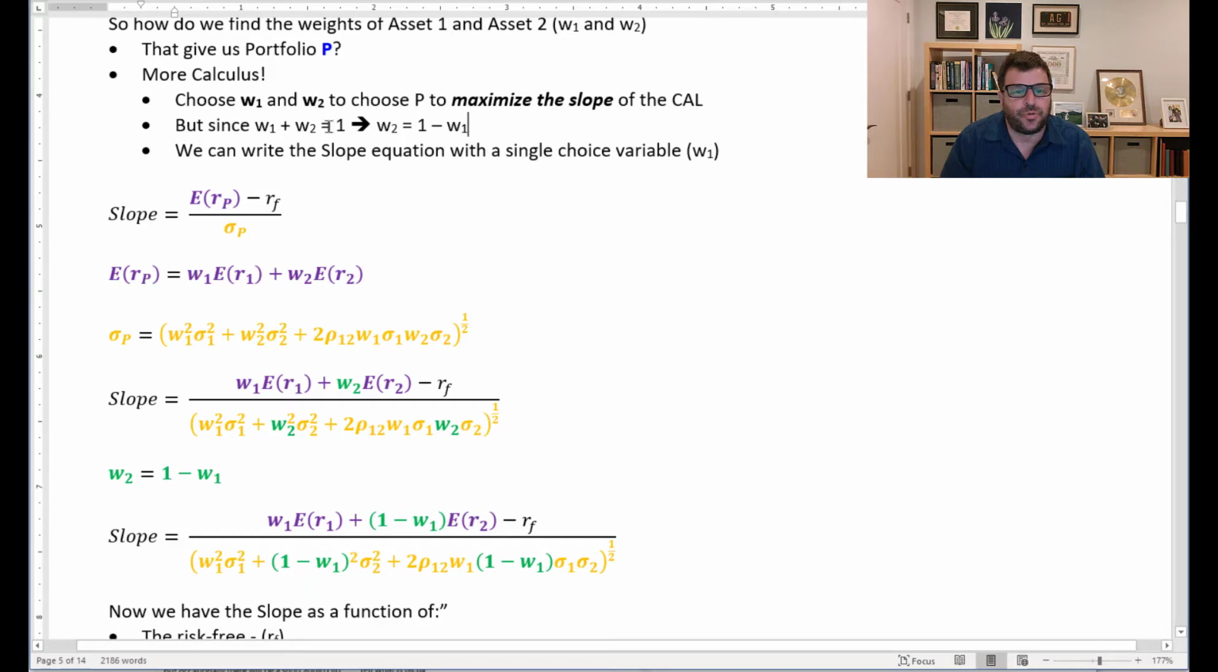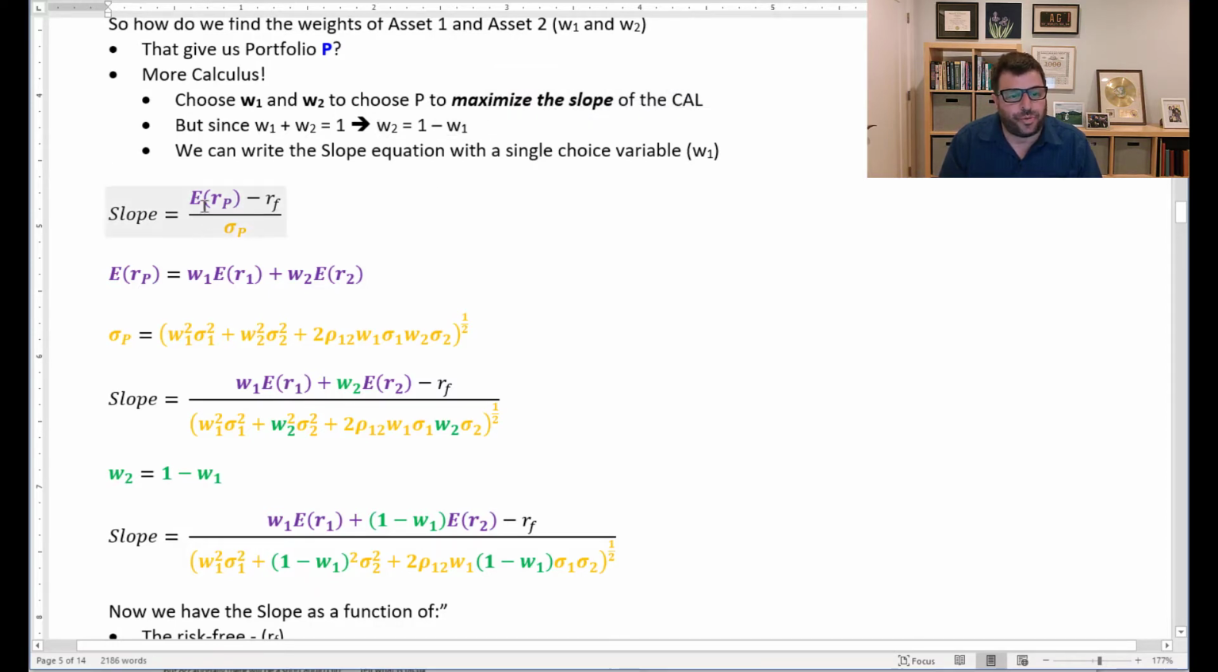So we're going to choose W1 and W2 to choose P to maximize slope. But since W1 plus W2 is equal to 1, I can actually get rid of the W2's below, and so we can rewrite this slope equation as a function of the elements of our investment universe, asset 1, asset 2, and the risk-free, with just a single choice variable W1, since choosing W1 means we also choose W2.